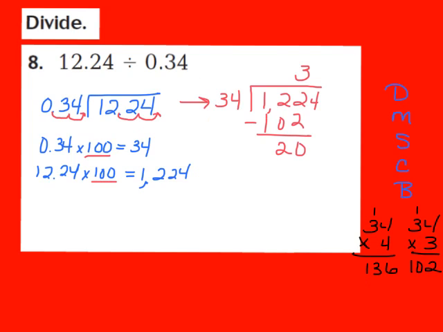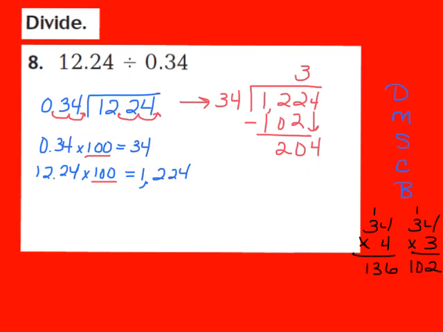Now my next step says to check. Is 20 less than 34? And it is, so I know that we're on the right track. Now my next step says to bring down. So I'm going to go ahead and bring down my 4 next to my 20. So now I'm looking at 204 being divided by 34.